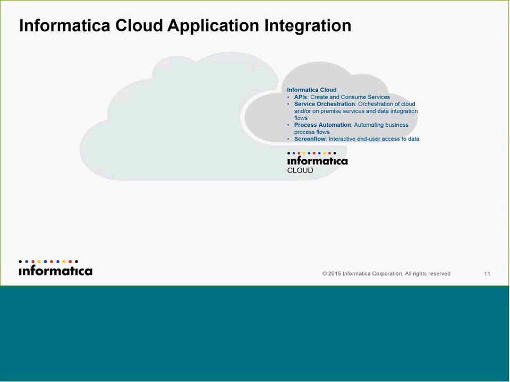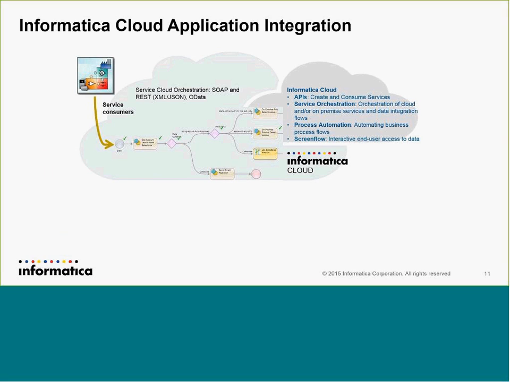How do we do that? Well, first, a little refresher on Informatica Cloud application integration. As some of you know, we host a process engine in the cloud that allows you to deploy processes, essentially orchestrations, to build those composite services, which allows consumers to have access to these services via SOAP, via REST, either XML or JSON, as you'll see, OData.